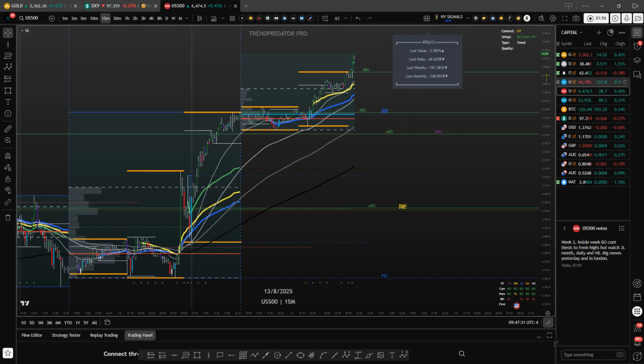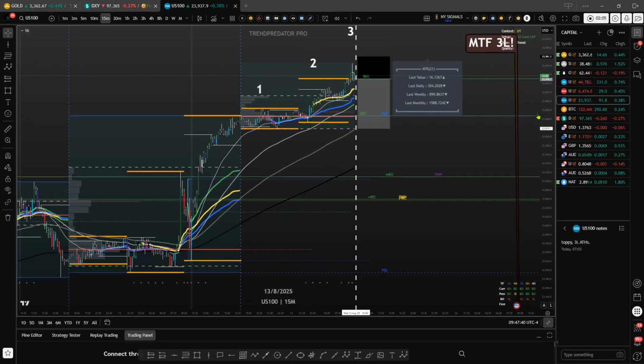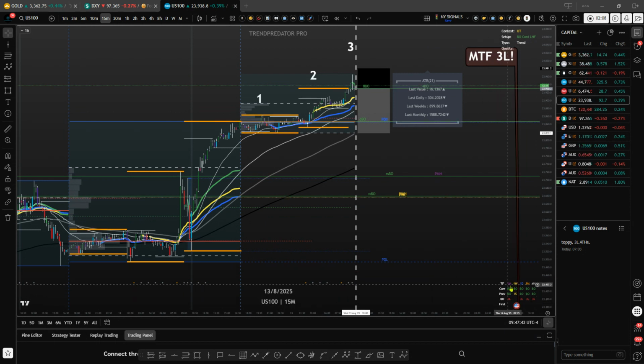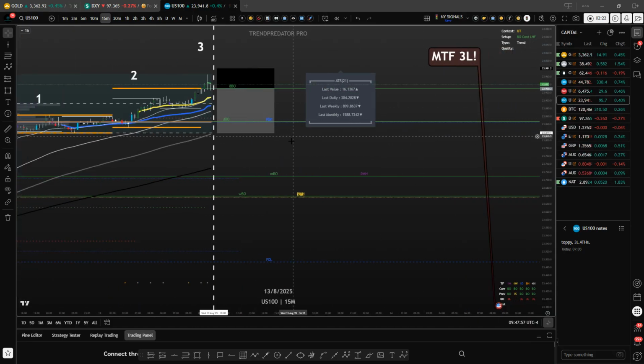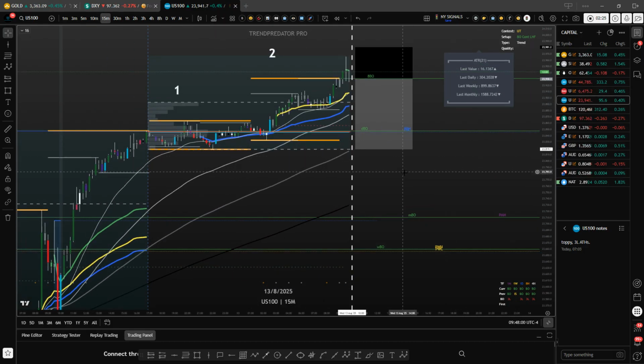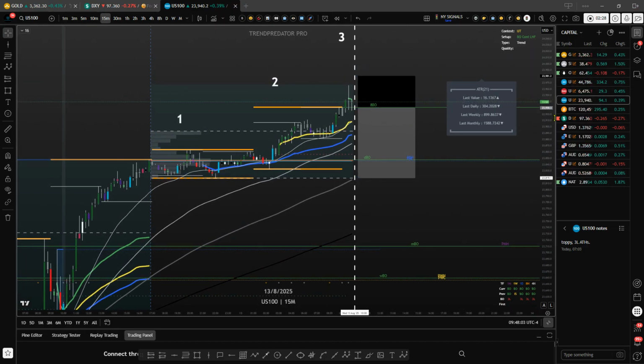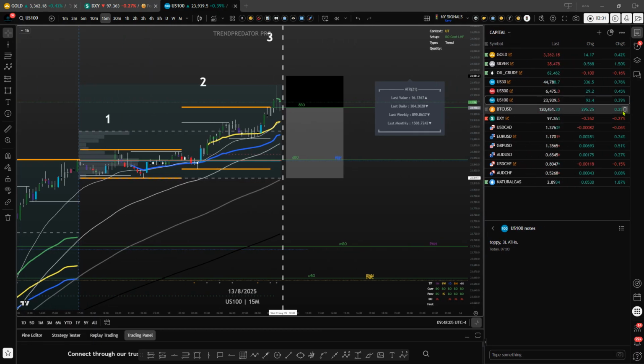But if we look at the US 500 and 100, we actually have a multi-time frame. I've drawn it on the 100, I believe. We've got a multi-time frame 3L. This means they've got the monthly chart breaking up at least three consecutive months in a row, the daily chart doing the same, the 8-hour chart doing the same. So that's pretty toppy. As you can see, the US 100 is the weakest of the three, so I would look to sell weakness.